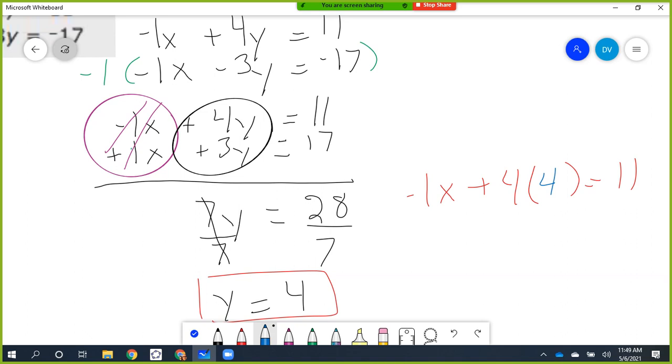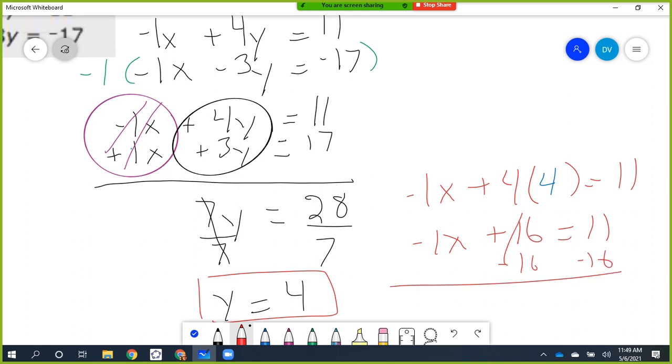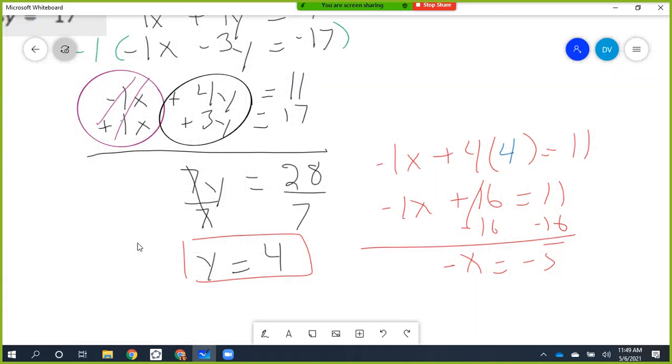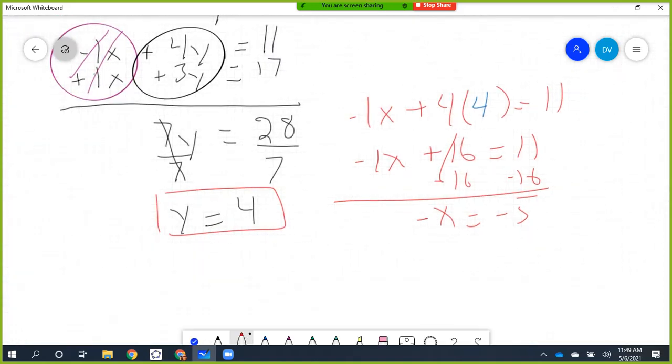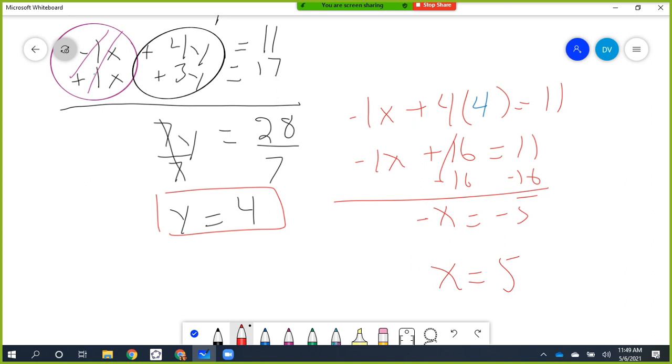And so I'm going to get negative 1x plus 16 is equal to 11. And if I subtract 16, I'm going to get negative x, or negative 1x. Negative x is equal to negative 5. So if negative x is equal to negative 5, then positive x is equal to positive 5. Another way we can do that is to say we're going to divide by negative 1. So I got one last step here. So x is going to be equal to 5. And my solution then will be 5 comma 4.